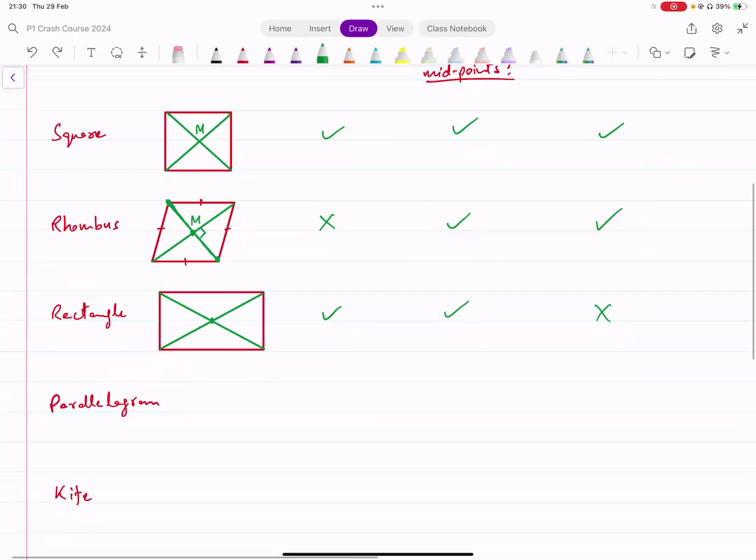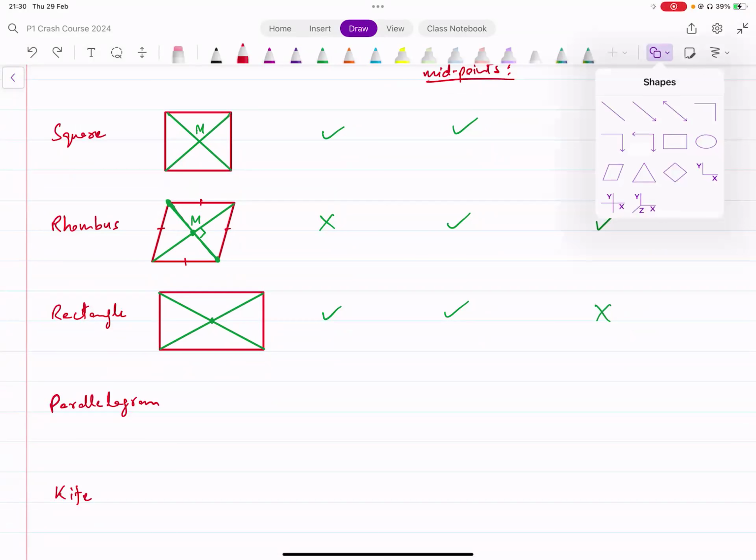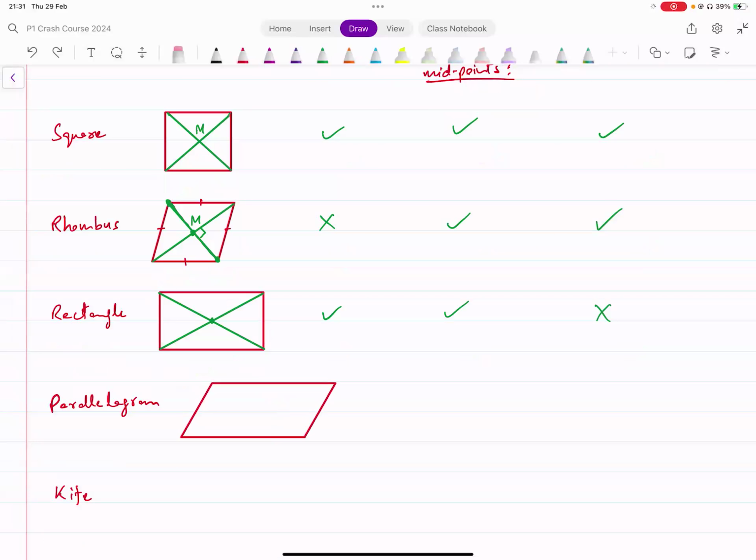Then we have a parallelogram. A parallelogram looks like this. So now this is a figure in which the sides are not equal and the angles are also not equal. However, what's special about this is the opposite sides are still parallel to each other. Opposite sides are parallel.